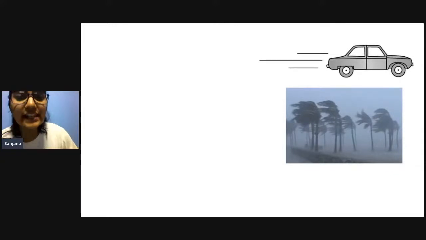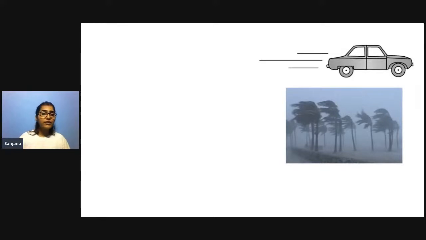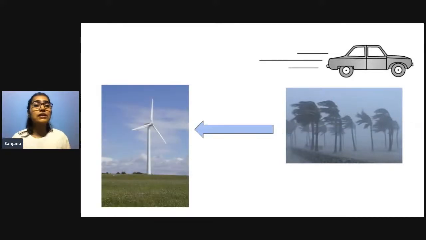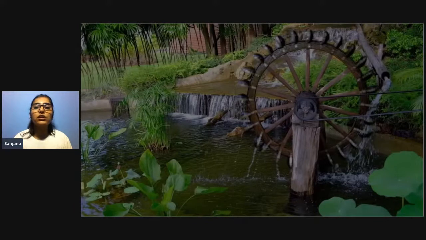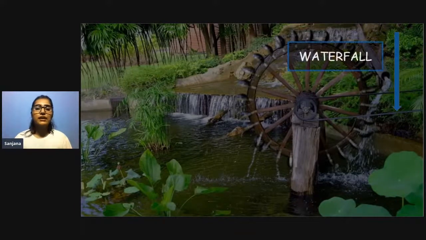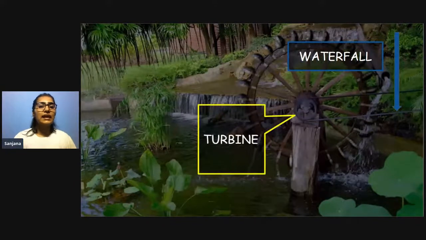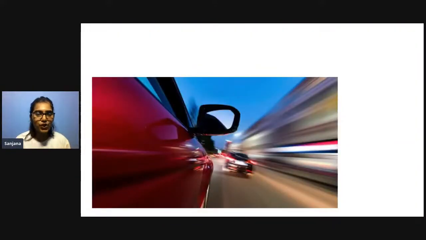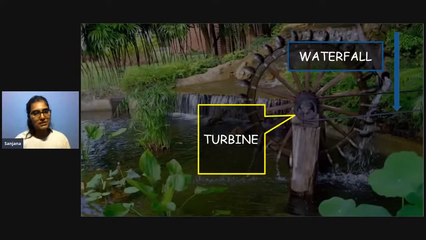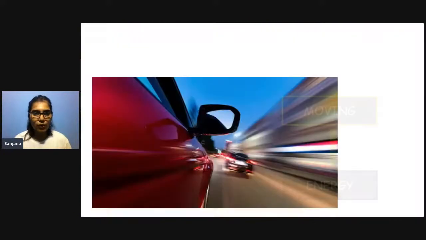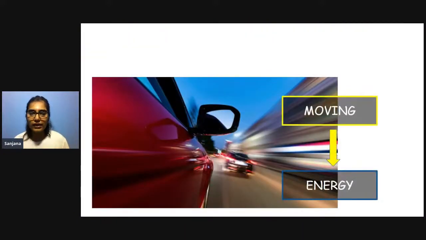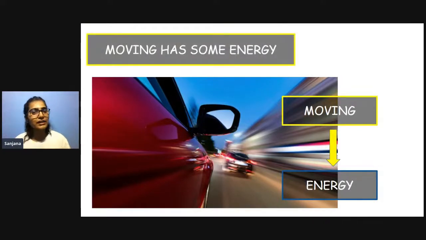In fact, friends, it is the kinetic energy of the wind which turns the turbine, which in result produces electrical energy. It is the kinetic energy of the water in a waterfall which turns the turbines. When the turbines are rotating, electrical energy is generated. This means a moving body possesses kinetic energy, due to which we get so many different things.